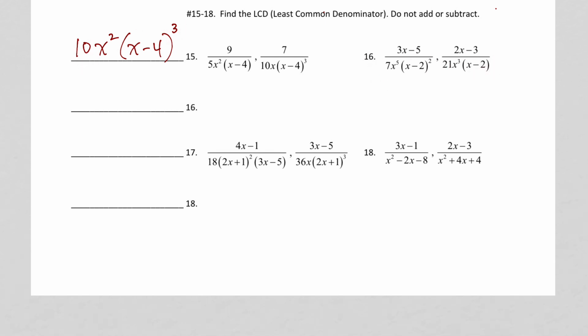Okay, when I look at this, 7 and 21, 21 is the smallest both of those can go into, so that's part of the LCD. Then when I look at x, we have to the 5 and to the 3. 5 is more, so that's part of the LCD. And then I look at the x minus 2. We have 2 here and 1 here. 2 is more, so that's part of the LCD.